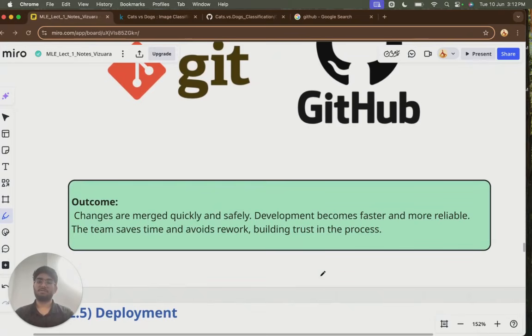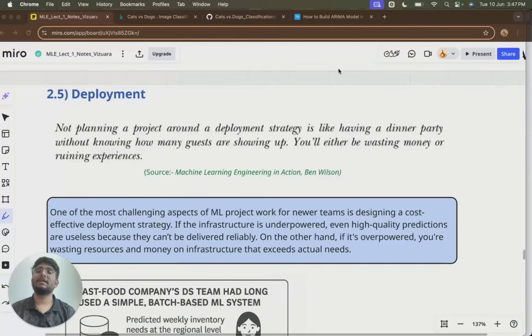So the outcome of this was that changes were merged quickly and safely. Deployment becomes faster and more reliable. The team saves time, avoids rework, building trust in the process. Deployment. Now let's look at deployment.